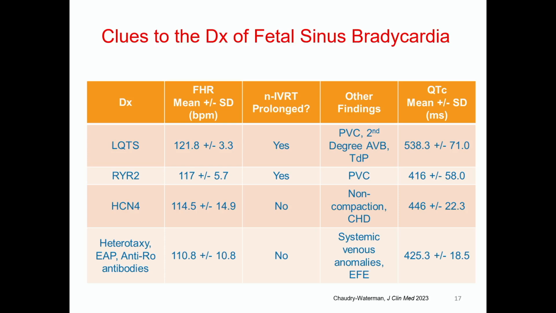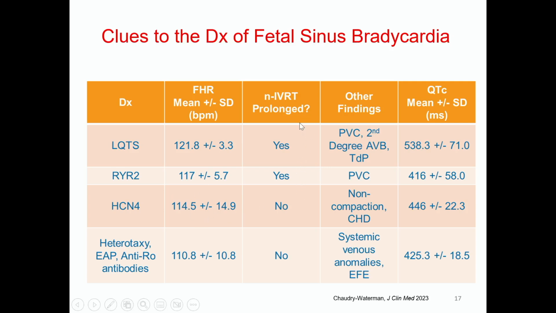So are there clues to the diagnosis of fetal sinus bradycardia? Well, we looked at this also, and we found in long QT syndrome, this was the mean and standard deviation of the heart rate. In RYR2 mutations, which cause catecholaminergic polymorphic ventricular tachycardia, which is a tachycardia which occurs with exercise. And the HCN4 mutations really just cause sinus bradycardia. And these patients probably would have been picked up. Edgar presented one 2 days ago in his case series.